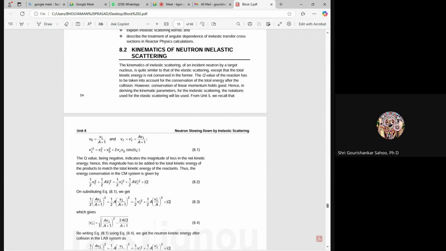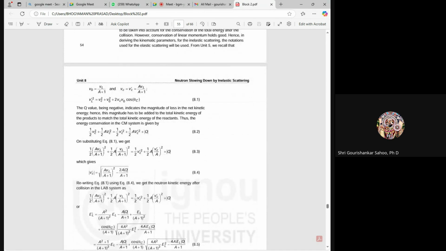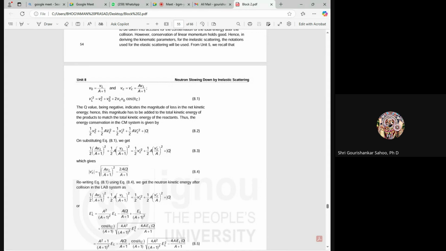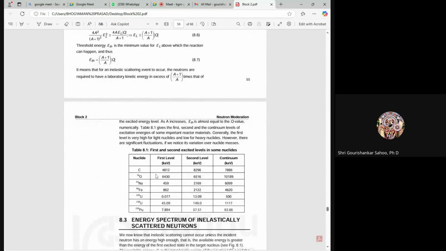that the total kinetic energy is not conserved in the former. The Q value of the reaction has to be taken into account for the conservation of total energy after the collision. Conservation of linear momentum holds good. Hence, in deriving the kinematic parameters for inelastic scattering, you can use notations of elastic scattering. You can solve the expression using the method I explained earlier in this class in Unit 5, and let us discuss the physics.